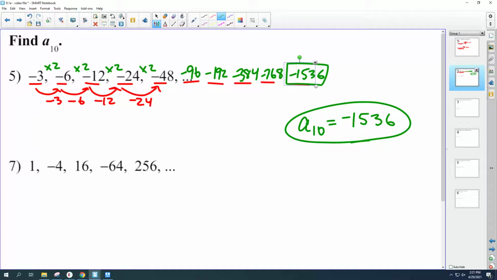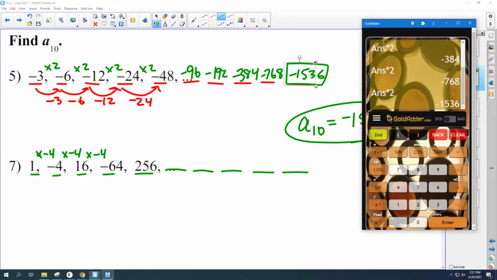Same question, number 7. So 1, 2, 3, 4, 5, 6, 7, 8, 9, 10. It's the 10th term. So we need to figure out what's happening. It looks like maybe times 4, times negative 4, times negative 4, times negative 4. Usually once you see it happen a couple of times, yeah, it looks like we're multiplying times negative 4. So let's start with 256 times negative 4.